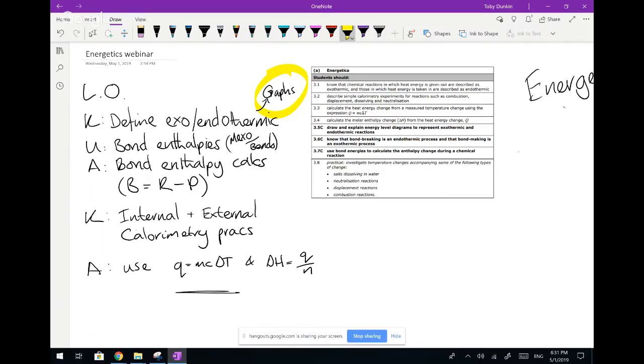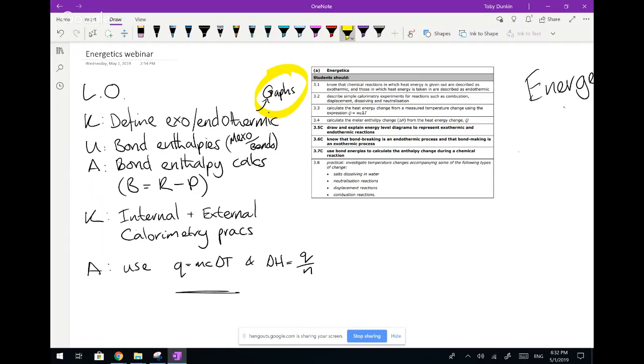Then I'm going to apply that understanding into bond enthalpy calculations, where we're using our equation BERP, which is bond enthalpies equals reactants minus products. I will actually expand on that a bit. BERP is a very simplified equation, and I'll expand on that shortly.